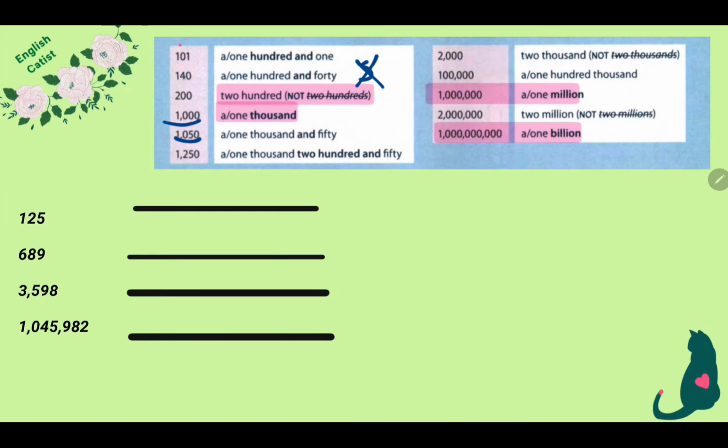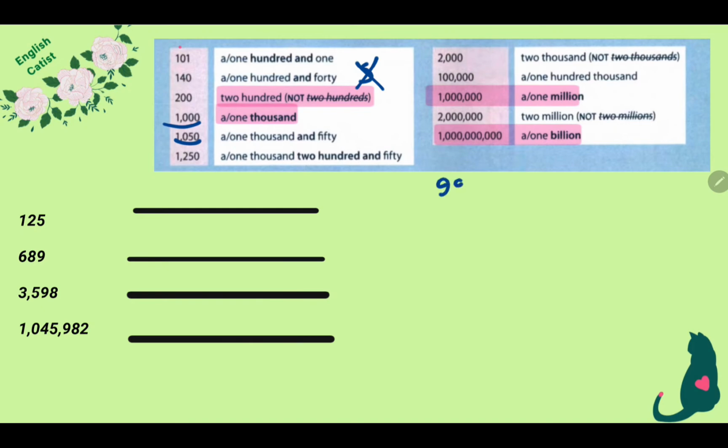1,050. So we have a point here. In numbers over 999, we use a comma. For example, here 1,050. This is our comma, okay? Or here 1,250. Here again we don't say "two thousands", we don't use s. 2,000.